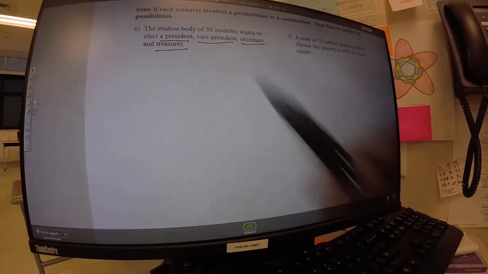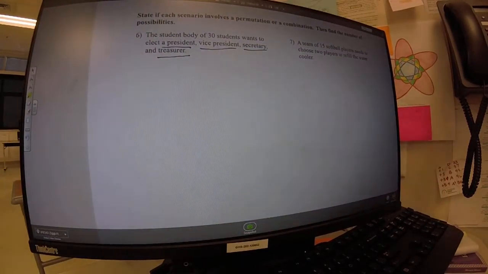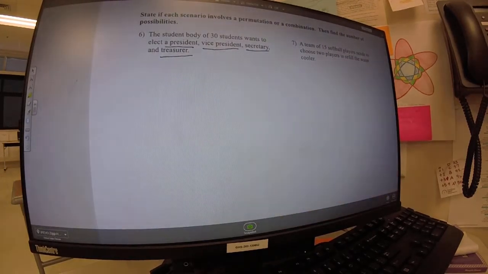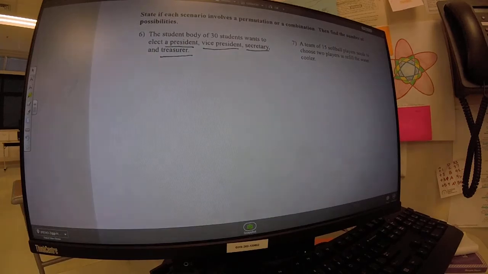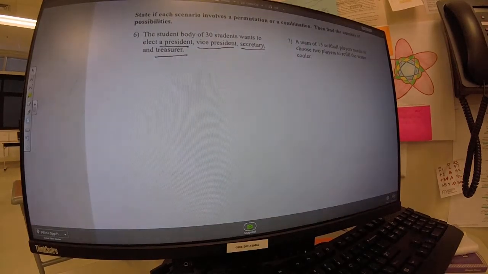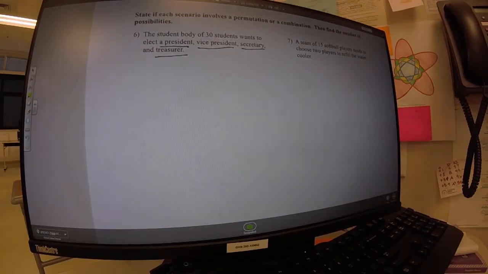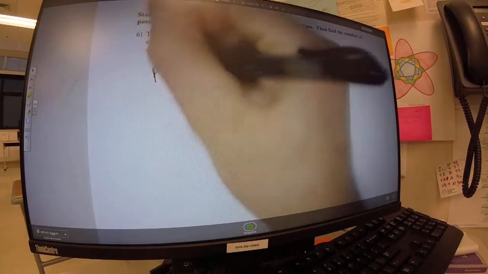All right. So let's do this problem one part at a time. State if each scenario involves a permutation or a combination. The question we have to ask ourselves, does order matter? Oh yeah. President, vice president, secretary, treasurer, those are specific positions that this student body is running for. Order matters.